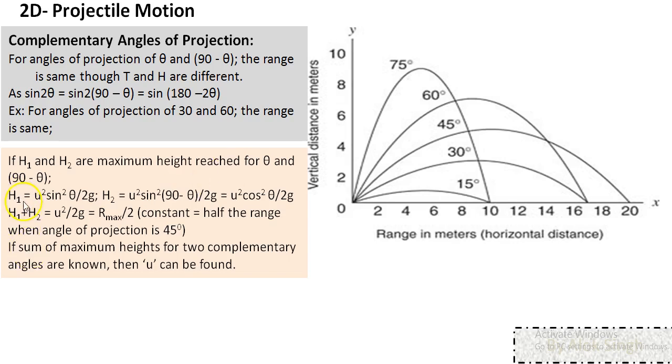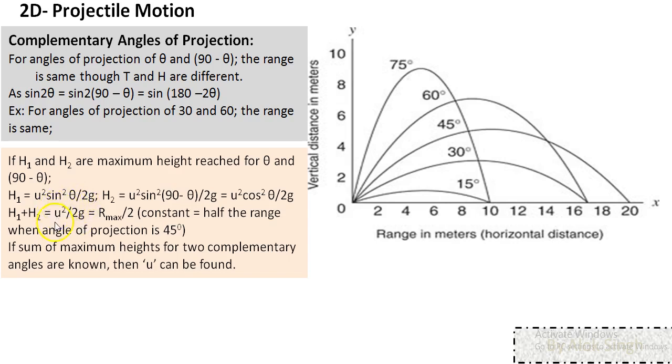In that case, what will be the value of H1? H1 will be equal to u square sine square theta by 2g, and for H2 the angle of projection will be 90 minus theta. So H2 will be equal to u square sine square (90 minus theta) by 2g, which will be equal to u square cos square theta by 2g. So we add both the values, H1 plus H2: sine square theta plus cos square theta becomes 1. Hence H1 plus H2 comes equal to u square by 2g.